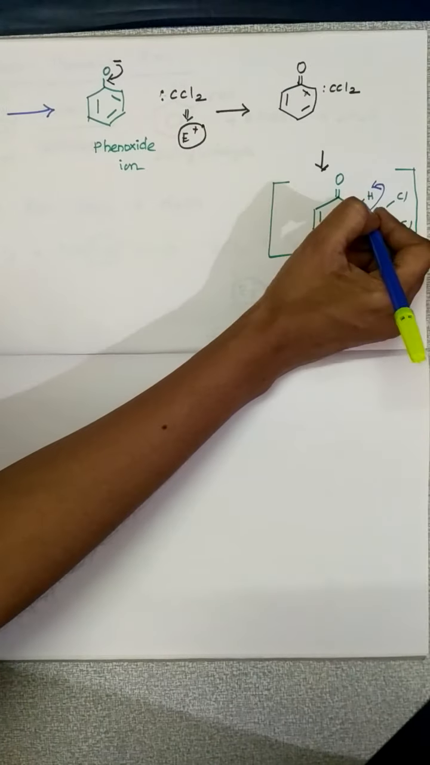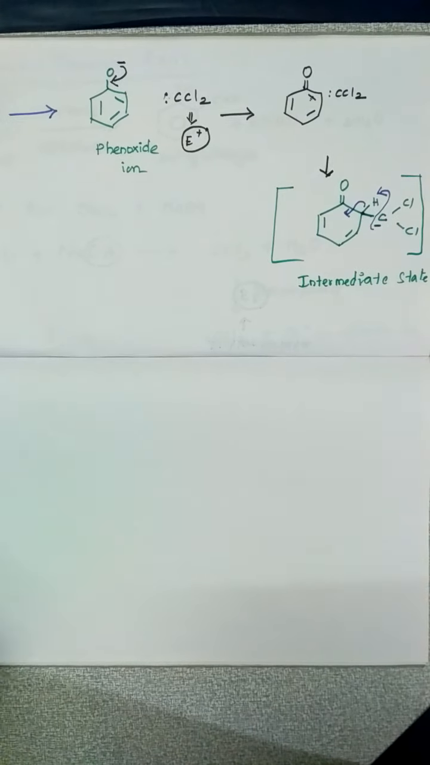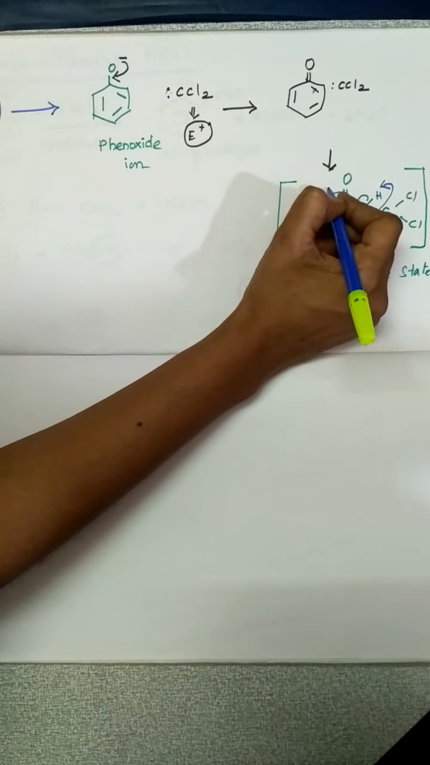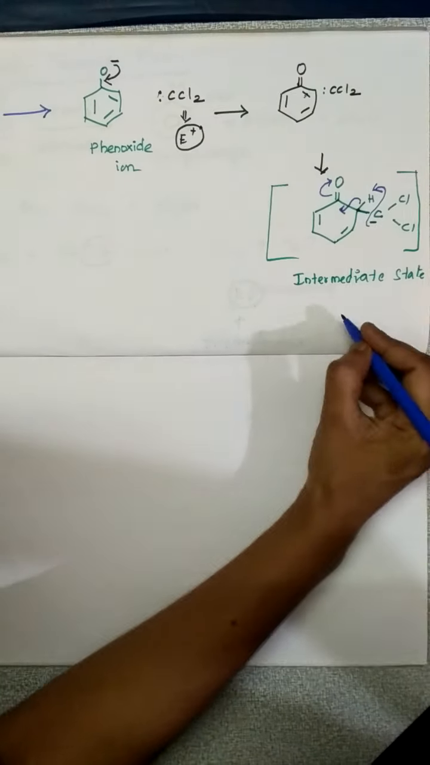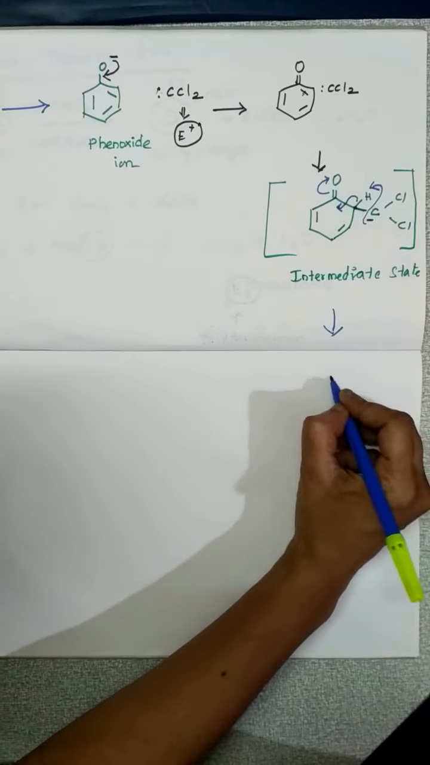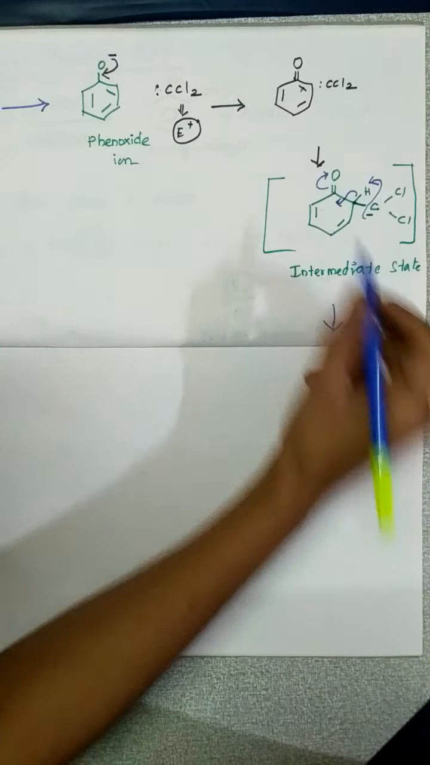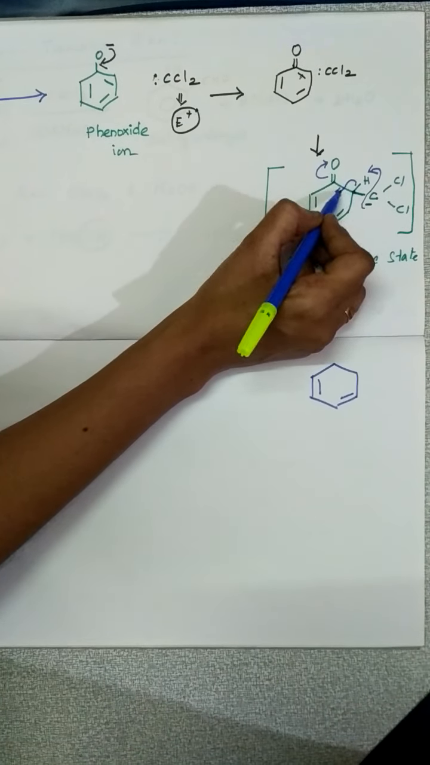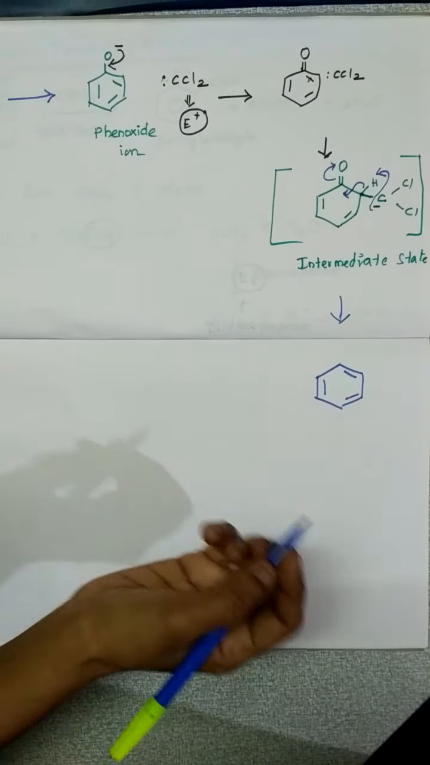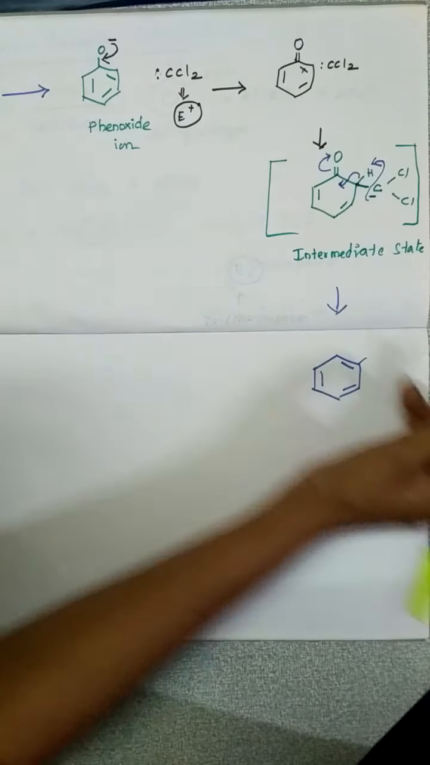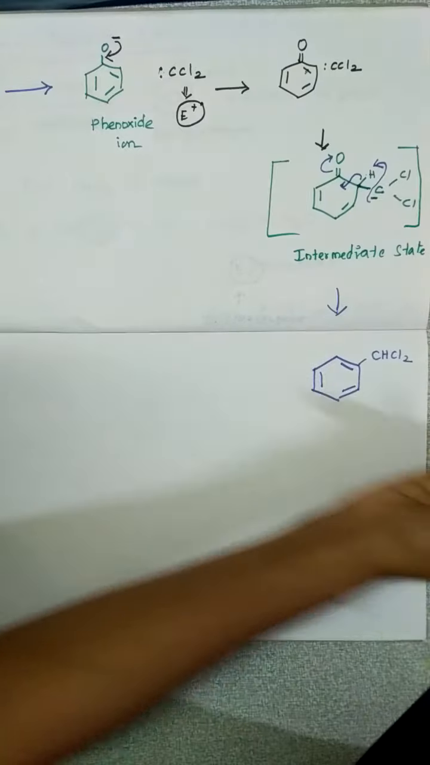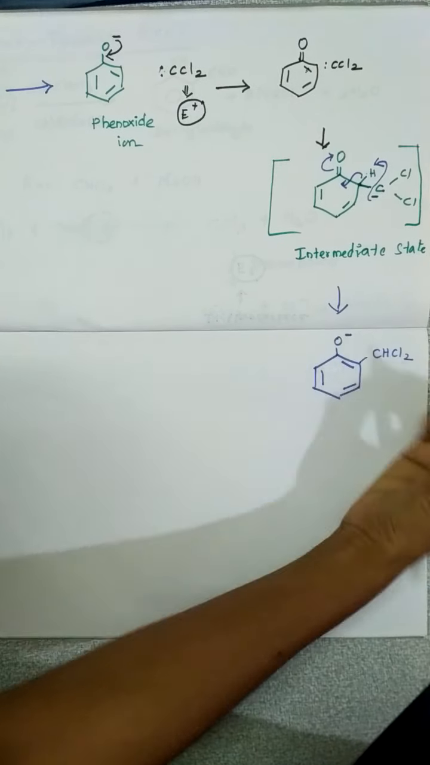There will be a transfer of bond from here to here. Again the double bonds won't be together, so here also a bond shift will be there. After this, the product formed will be like this. The same bond I am writing here, and there will be a transfer of bond from here to here. Here the C and H combine to form CHCl2, and here it becomes O minus.